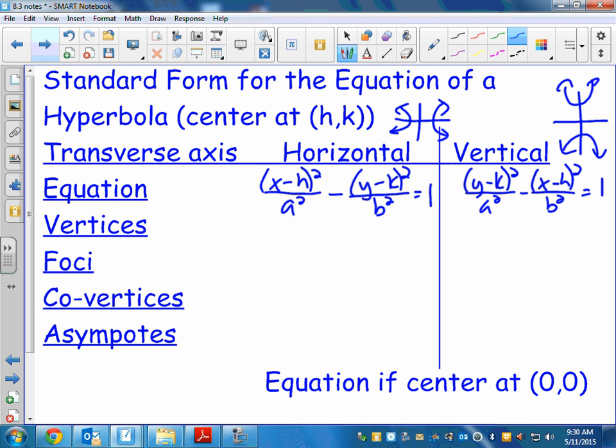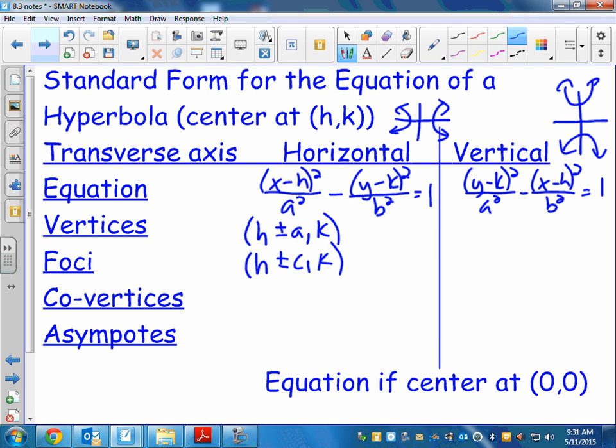The vertices are A units from the center. So if you're going horizontal, then you are going to add A to H. So your vertices are going to be H plus or minus A, comma K. And your foci are C units from the center. So again, going horizontally from the center would be H plus or minus C, comma K.